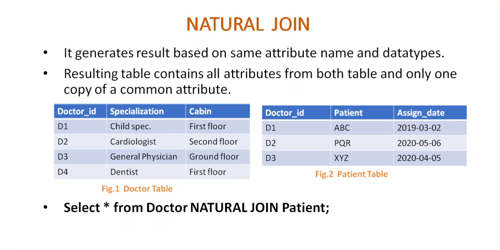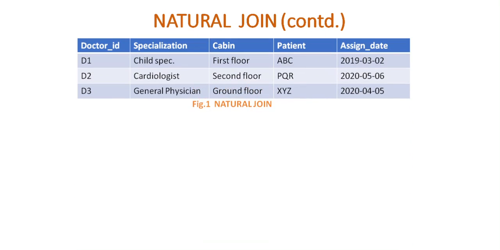So here I have written the query select star from doctor natural join patient. Okay, the natural join keyword is compulsory here. So the output you will get is doctor ID, specialization, then cabin. These three are the attributes of the doctor table, and patient name and assigned date, these two are the attributes from the patient table. Since the name of the common attribute is the same, that is doctor ID, this doctor ID appears only once in your resultant table. Okay, this is the execution of natural join.